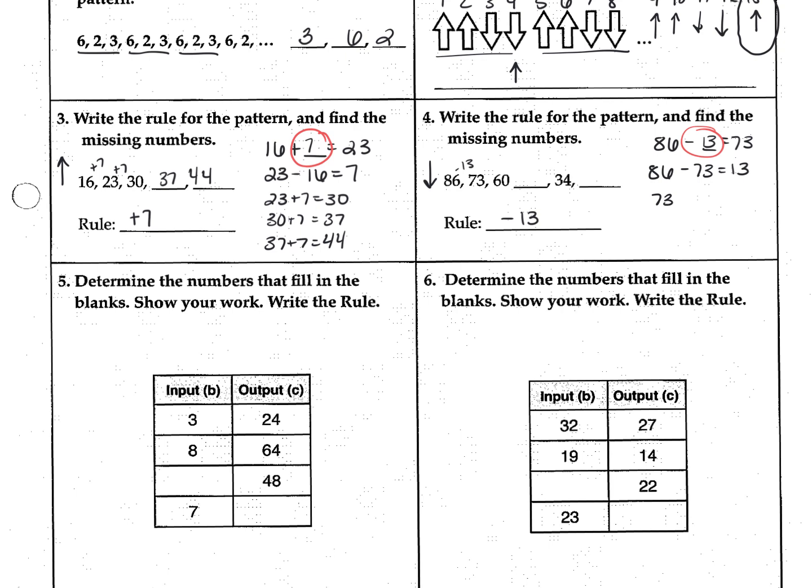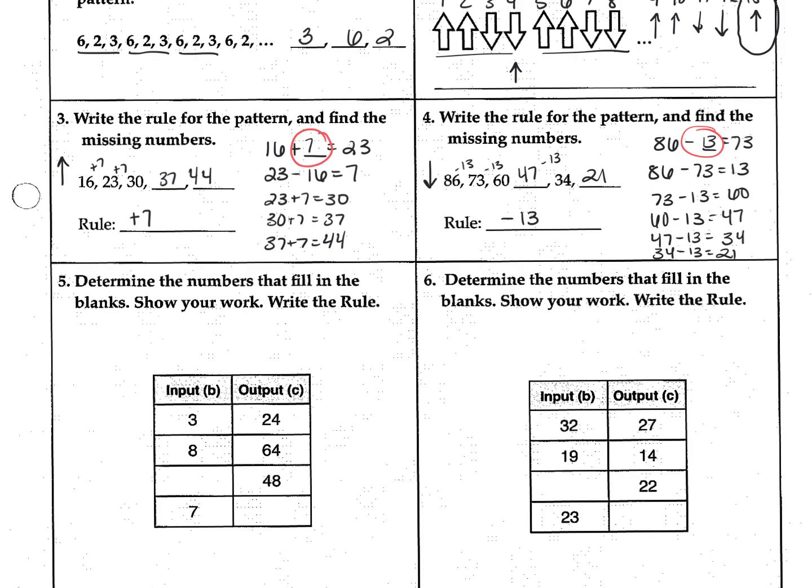Let's try 73 minus 13, and I do get 60. Good. Now I'm going to say 60 minus 13 is 47. 47 minus 13, this is a good check here. 47 minus 13 is 34. And then 34 minus 13 is 21. There we go.